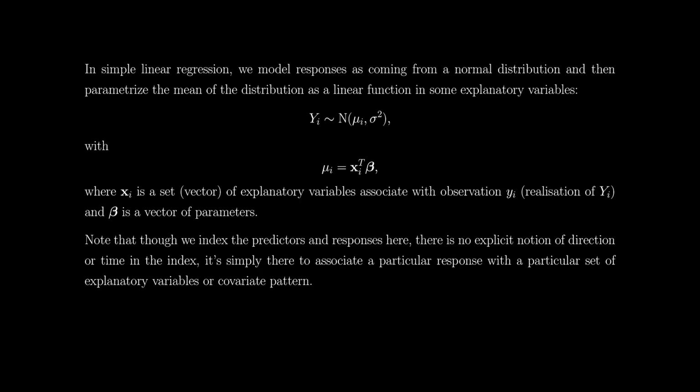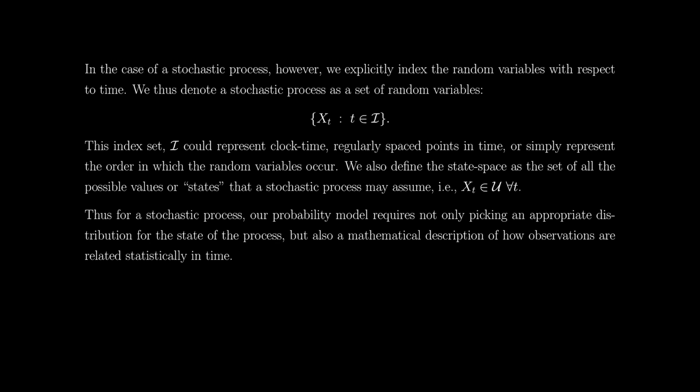Now, note that though we index the predictors and responses here, there is no explicit notion of direction or time in the index. It is simply there to associate a particular response with a particular set of explanatory variables or covariate pattern. So we collect n observations, and each of those little i's associates a particular response with the explanatory variables. In the case of a stochastic process, however, we explicitly index the random variables with respect to time.